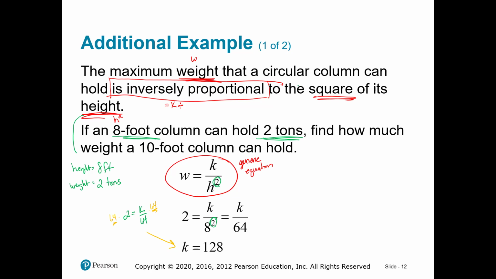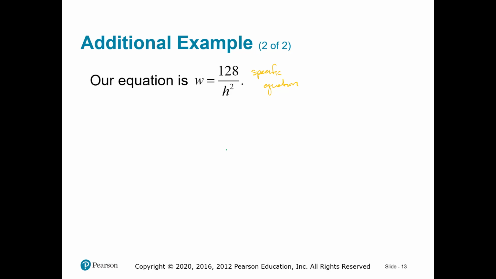So let's look back. From the comma, we're going to start. Find how much weight a 10-foot column can hold. So, looks like we're searching for W when I have a 10-foot column.